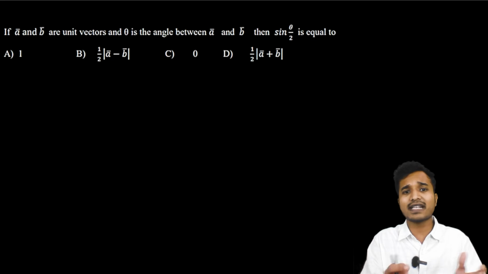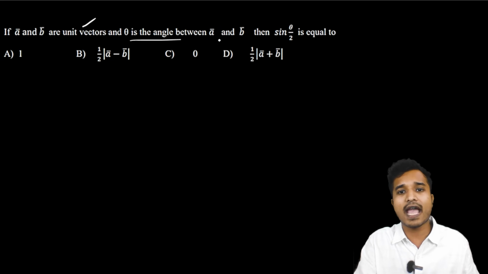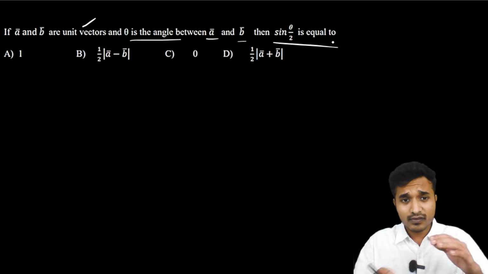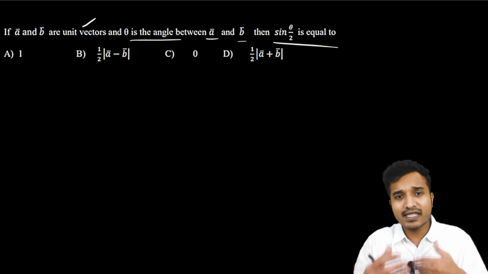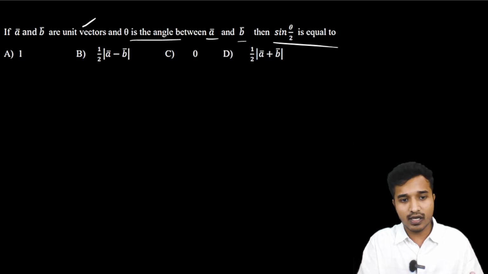Now let's move to the next question, which is: if A and B are unit vectors and theta is the angle between A and B, then what will be sin theta by 2 equal to? Okay, so first let's discuss the conventional approach which the majority of students will try to follow.